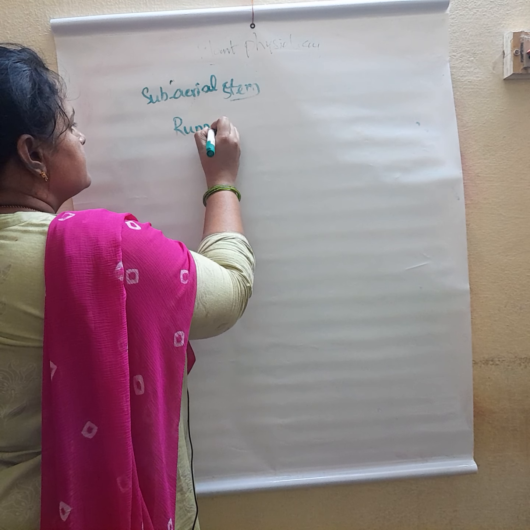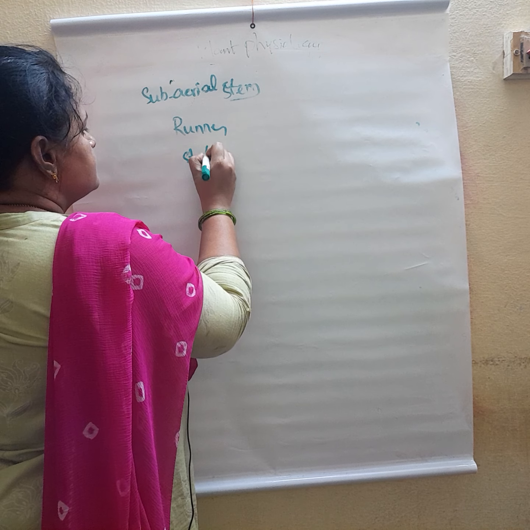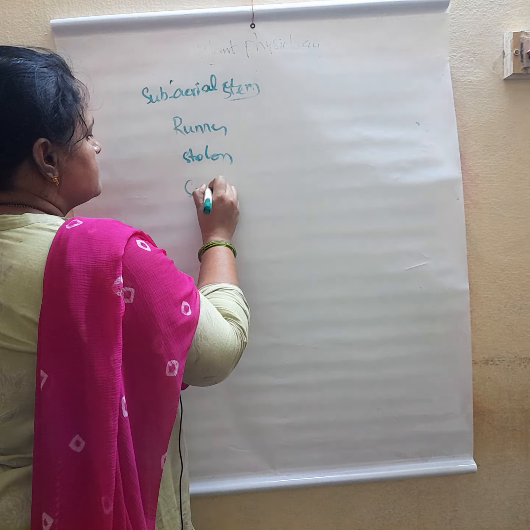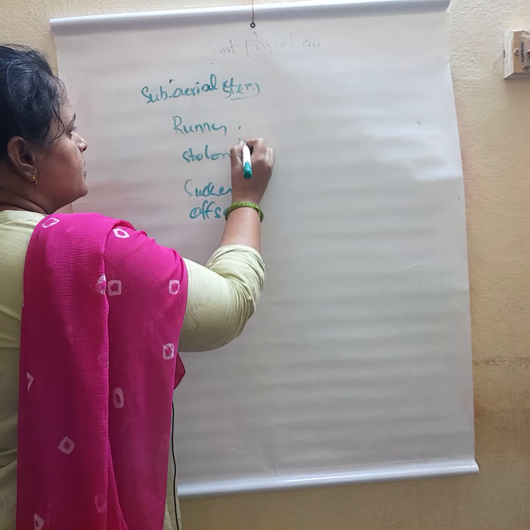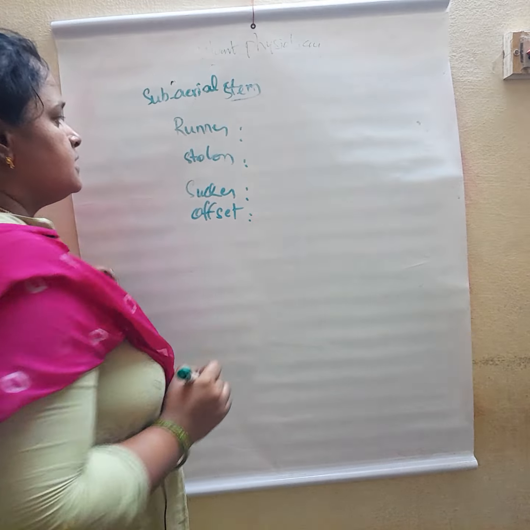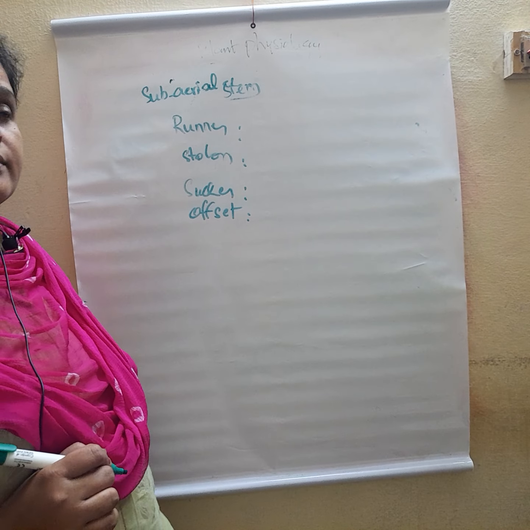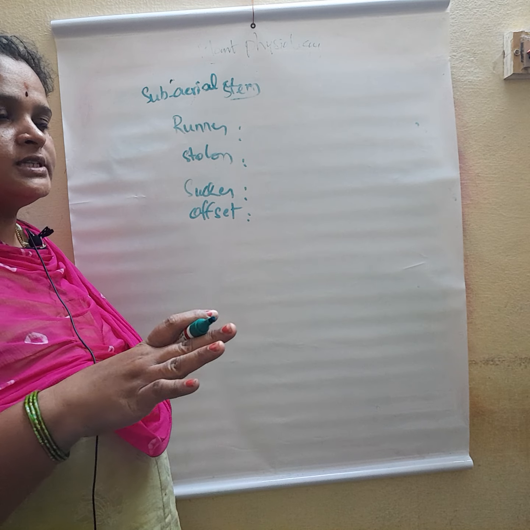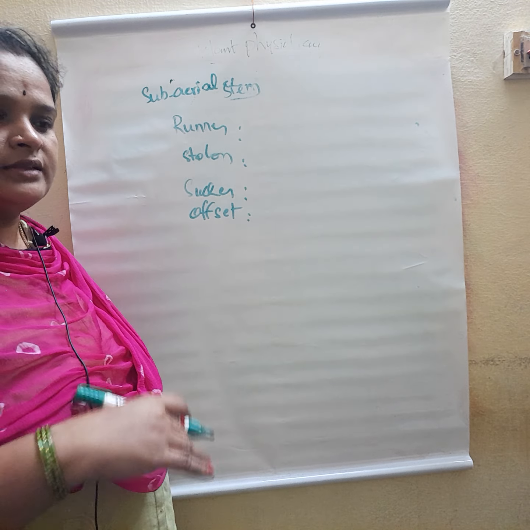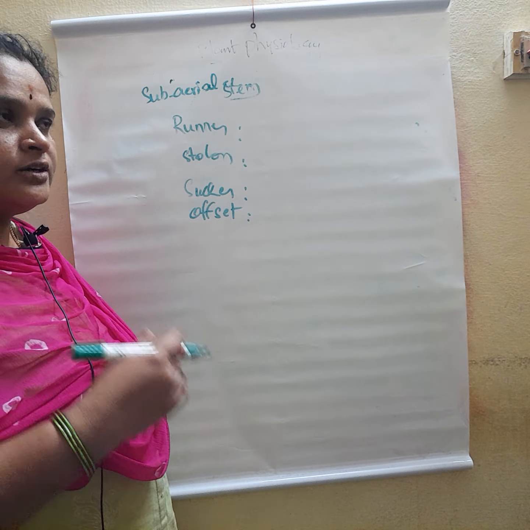runner, stolon, sucker, offset. Runner, stolon, sucker and offset. Runner means it is actually weak. I already told you subaerial stems are very weak. They're near to the ground.